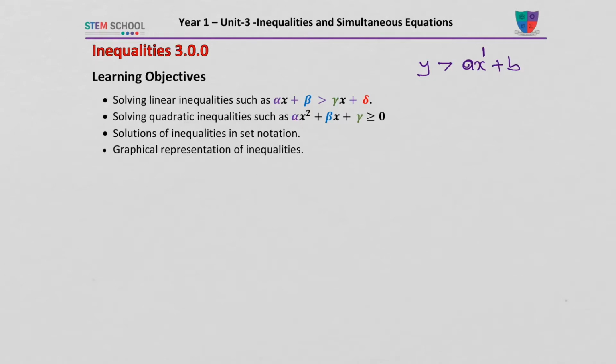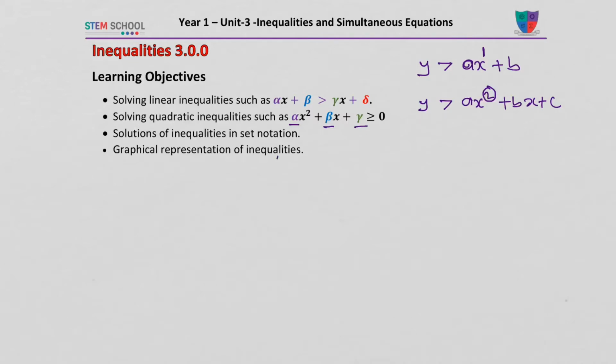We're also looking at quadratic inequalities, which is written as y greater than maybe ax squared plus bx plus c. Here I've used alpha, beta, and gamma. Again, the reason why it's called quadratic is because the degree of polynomial is 2. It's got the highest exponent of 2. We'll be looking at inequalities, set notations, graphical representation of inequalities.